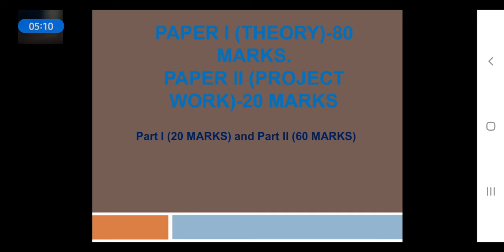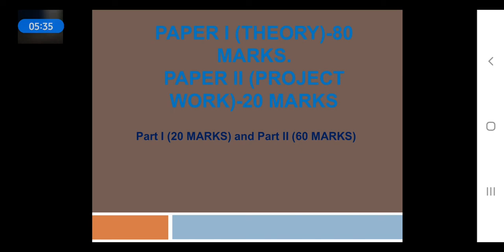So in part 1 there will be 20 marks. The 20 marks will consist of the compulsory short answer questions. That means the board will provide you 10 questions, and it is of 20 marks. That means 2 marks for each question. So that will come under part 1, in the theory paper, which is of 80 marks.